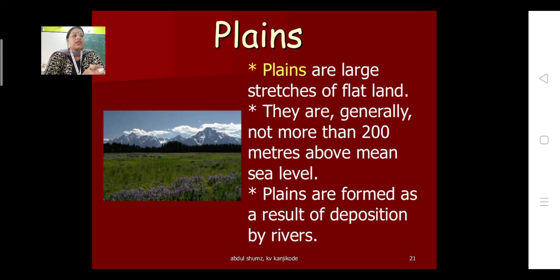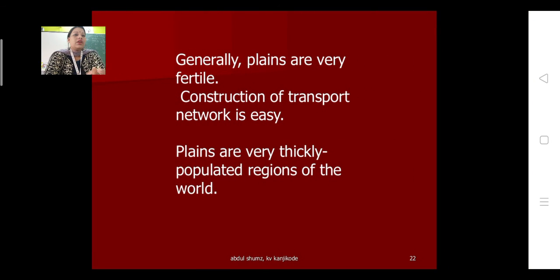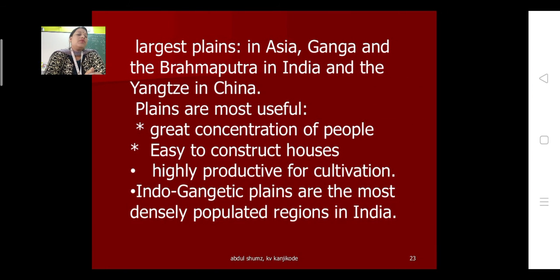Rivers deposit their loads of stones, sand, and silt along the courses of the river valleys, hence making the plains very fertile. Plains are generally fertile, construction activities are easy, and transport is very easy. The plain areas are very densely populated. Some of the largest plains in the world are located in Asia: the Ganga and the Brahmaputra in India, and the Yangtze in China. Plains are most useful, great for concentration of people. It is easy to construct houses, and they are highly productive for cultivation. The Indo-Gangetic plains are the most densely populated regions in the world.